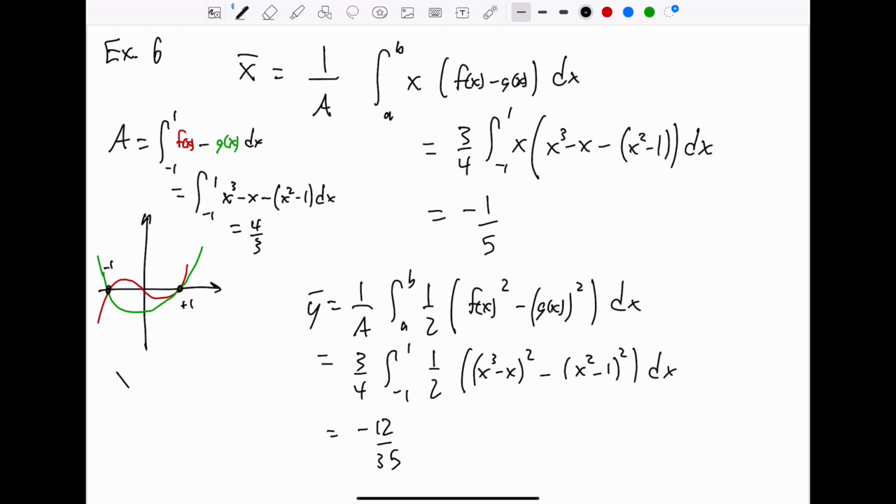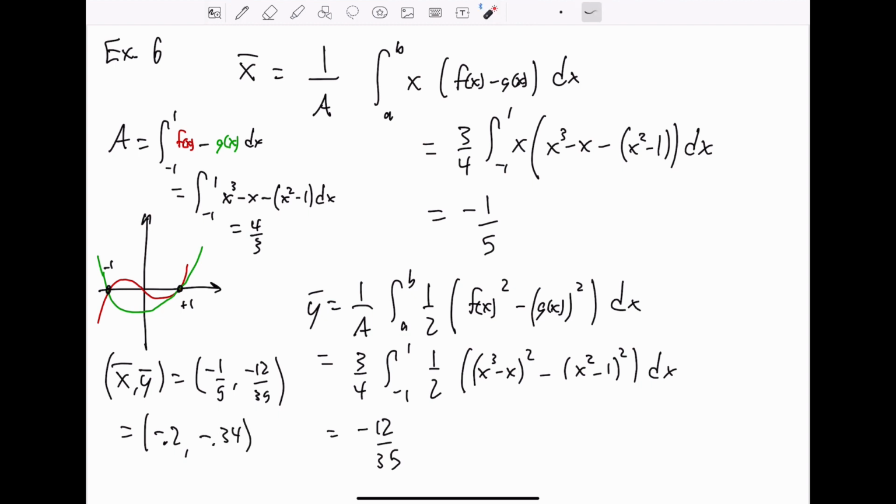So the centroid for this region, x bar, y bar, is -1/5 for the x value. The y value is -12 divided by 35. As a decimal approximation, negative 1/5 is negative 0.2, negative 12 over 35 is approximately negative 0.34. This point is the centroid, or the center of mass, for this two-dimensional region.